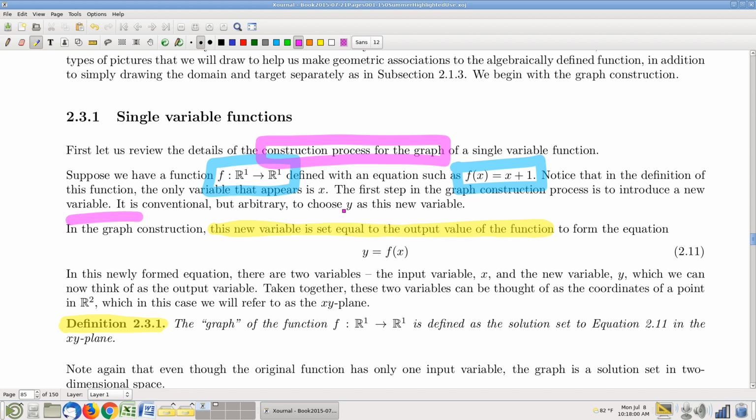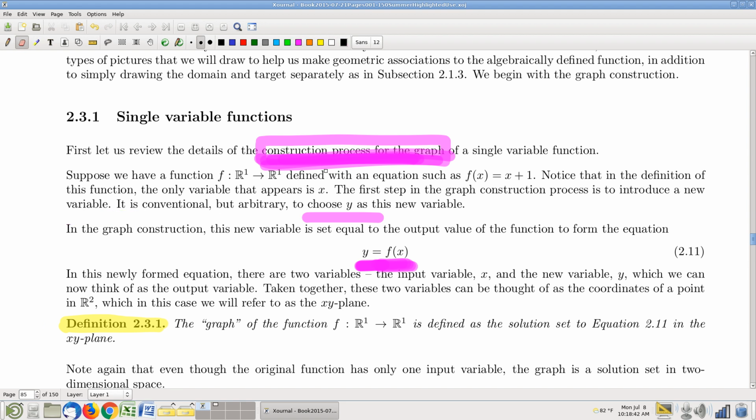introduce a new variable, and we're going to use the y arbitrarily. No particular reason. That's conventional, of course. So pick a variable name. Next, part of the graph construction, set that new variable that you just made up equal to the value of the function. Now, that's a choice. There is no law that says that when you come up with a new name for a variable that's going to relate to the question in some way, you are required to set that equal to the output value of the function. That is a choice. That is part of our graph construction, to choose to set the output value of the function equal to this new variable.